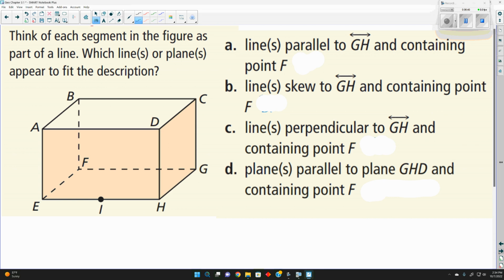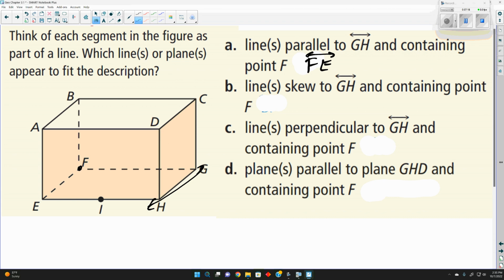Okay. So we can look at a few more of these here. Think of each segment in the figure as part of a line. Which lines or planes appear to fit the description? So lines parallel to GH and contain point F, sorry. So FE, yes, would be parallel because it's in the same plane and they do not intersect. What would be the next one? So skew to GH and containing point F.